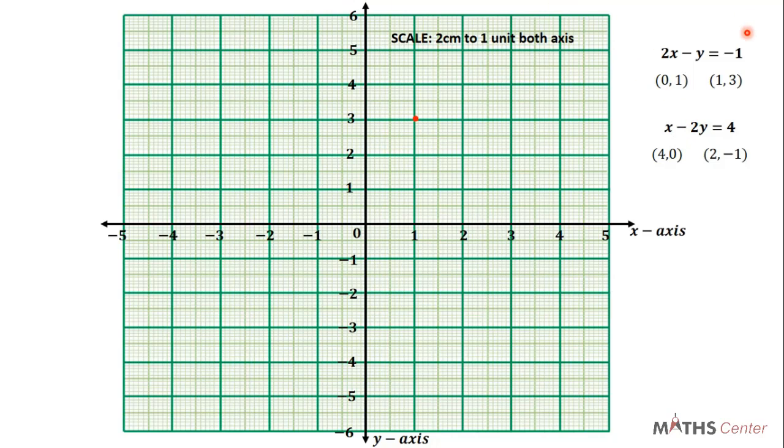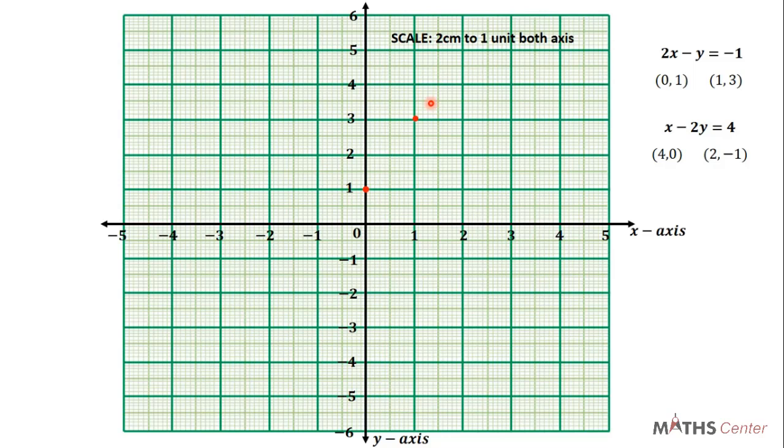The first point I'm plotting is 1, 3. So 1 on the x-axis, 3 on the y-axis, and that will be here. So 1, 3. Then I'll plot the next one. The next one is 0, 1. So 0 on the x-axis, 1 on the y-axis. So it will be this point here.